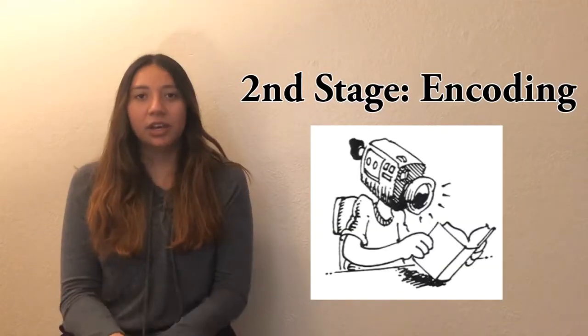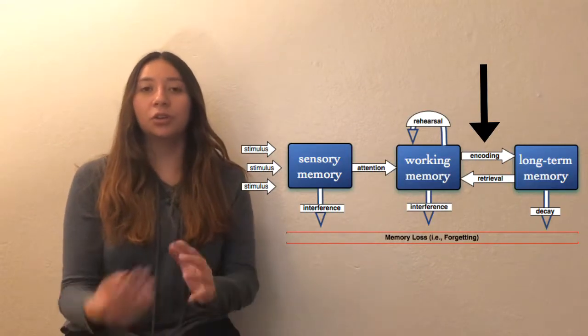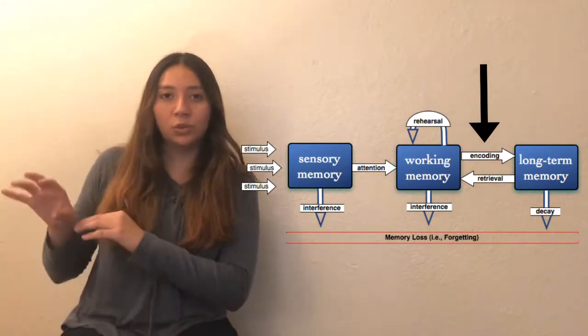The second stage is where she starts to encode it. If she wasn't paying attention to her grandma or listening at all, she wouldn't have encoded the information. But since she did, she's encoding that and transferring it to long-term memory.